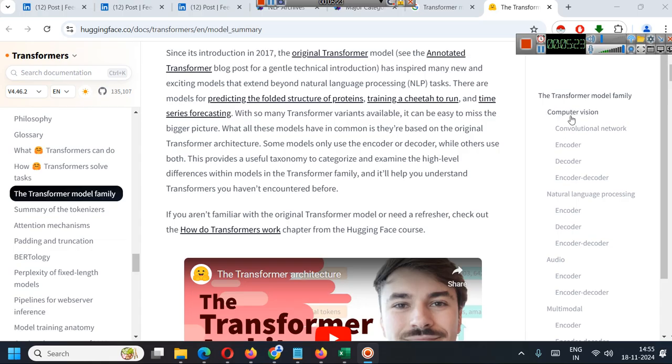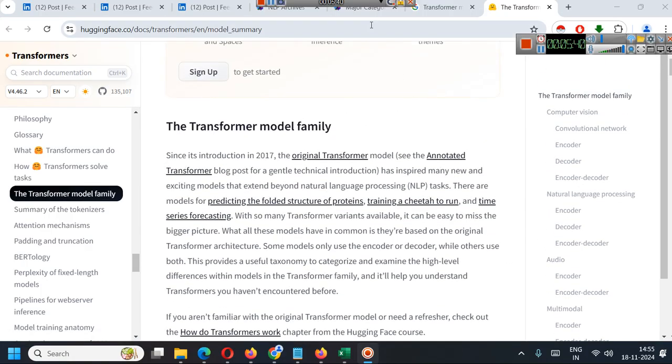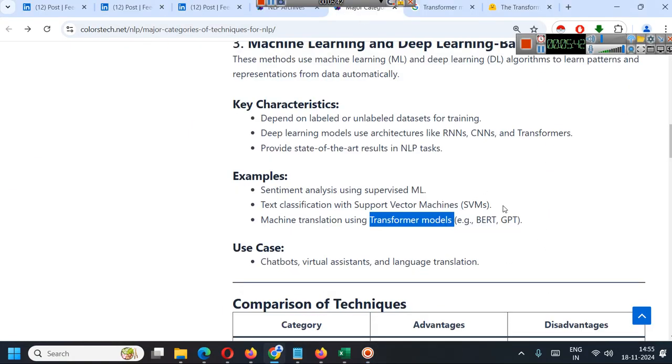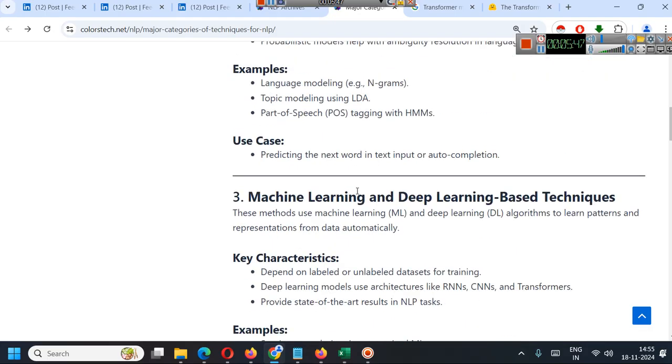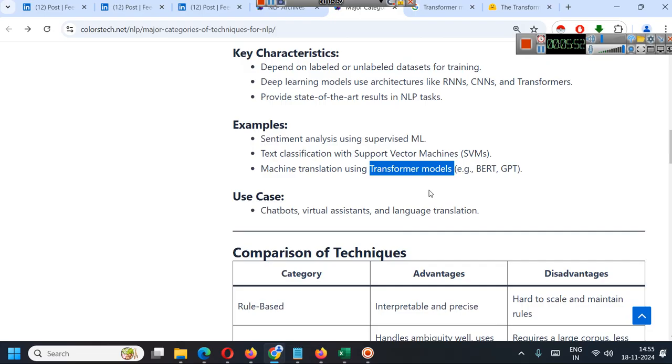Here you can see the transformer model family has computer vision, natural language processing. So in natural language processing, you can see encoder, decoder, and so on. You can also use audio, encoder, multimodal. So we will learn all of this, but you have to understand these are the major terms or glossary that you have to remember. Don't worry about the jargon terms here. Just remember that we are going to use them. And when we learn step by step, then all of this will be very clear to you and easily understandable.